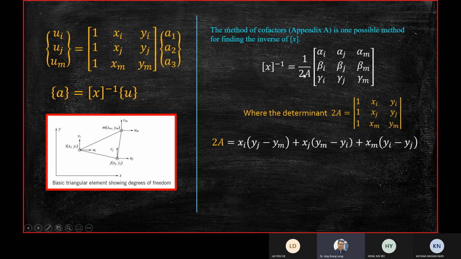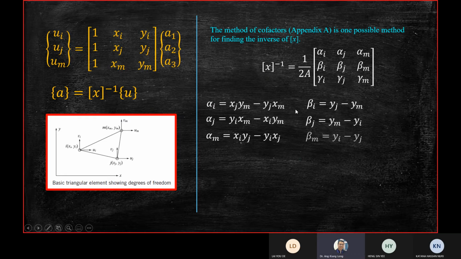What is important here is the determinant in the matrix here, 2A. 2A equal to this equation is an important equation here. 2A, A is the area of this triangular, yeah. So just put a note on the screen here. So A is the triangular area.